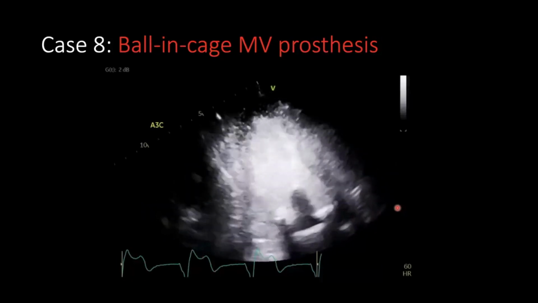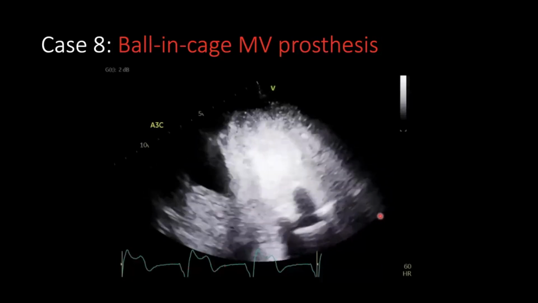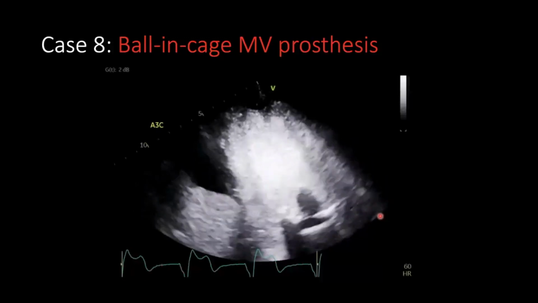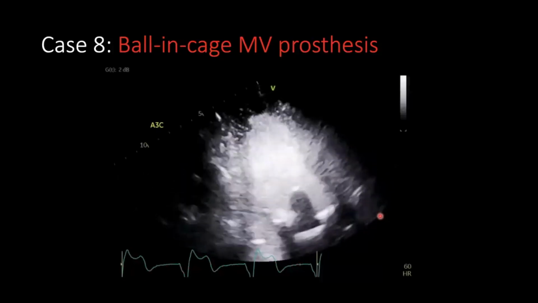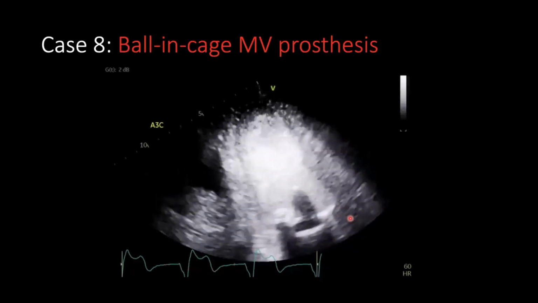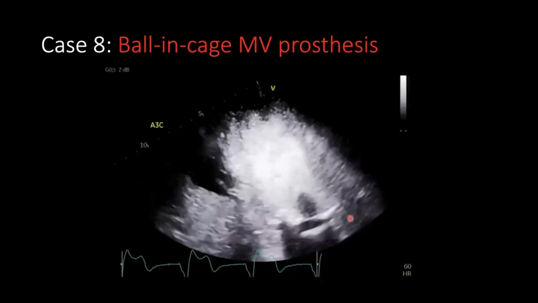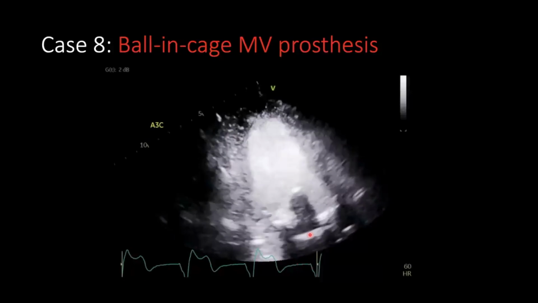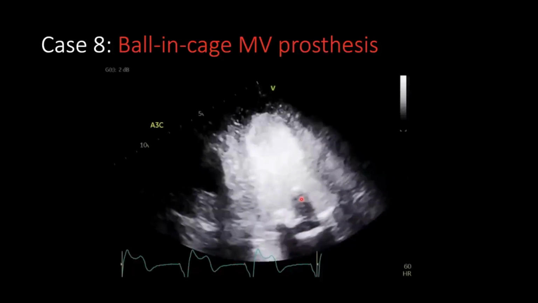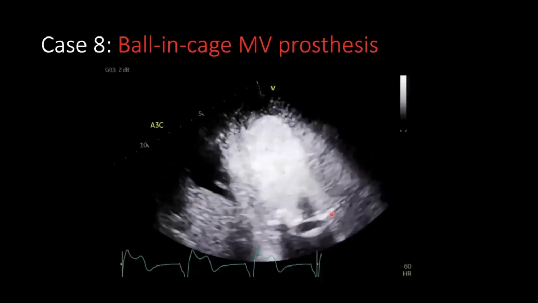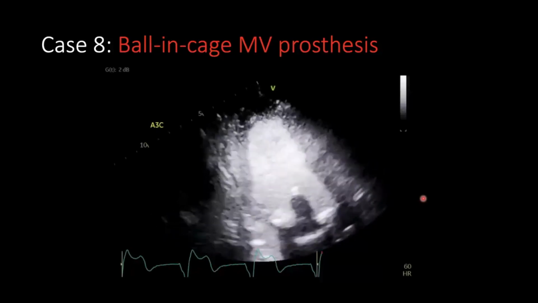Where is the ball? This is a question for the group: does anyone know exactly where that ball would be, and what's causing some of this shadowing artifact? Because it does make it challenging to know exactly where the ball is. So do people think the ball is sort of here, or is it here, somewhere in the middle? You know it's on the LV side.